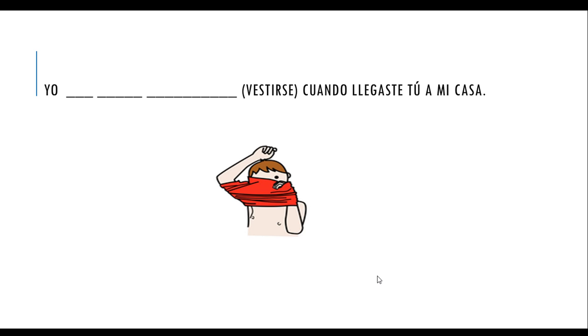Now let's have some practice together. Yo, cuando llegaste tú a mi casa, me estaba vistiendo. Could we say it any other way? Sí. Yo estaba vistiéndome. And remember, once again, if you attach the pronoun, add an accent on the strong vowel. You don't add an accent when you place it in front of the verb estar.